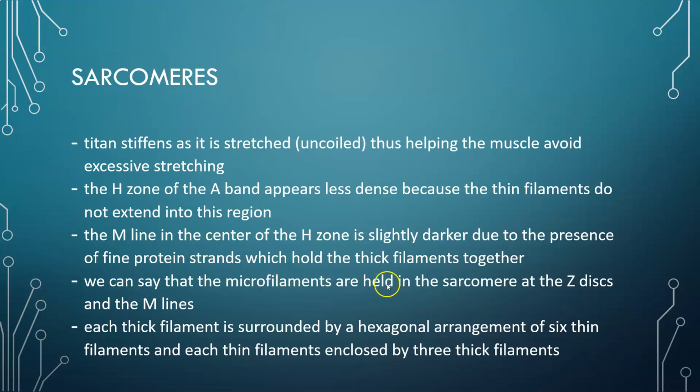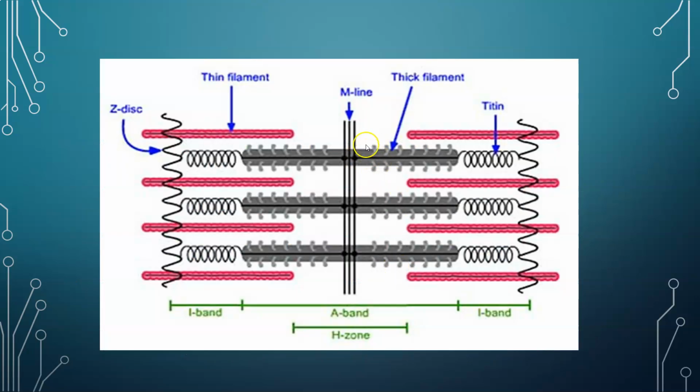We can say that the microfilaments are held in the sarcomere at the Z discs and the M lines. The Z discs is where the thin filaments anchor, and the thick filaments, the myosin, anchor at the M line. So again, we've got our myosin anchoring somewhat here in the M line, also providing some anchoring because of the titin molecule. And then we have our actin filaments anchoring into the Z discs here. So thin into the Z discs, myosin or thick anchoring into the M line.